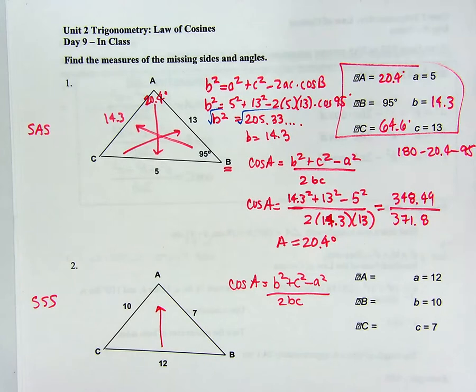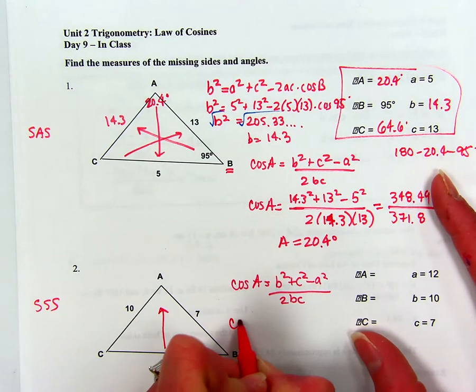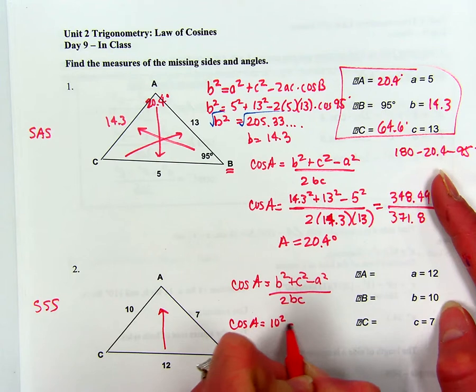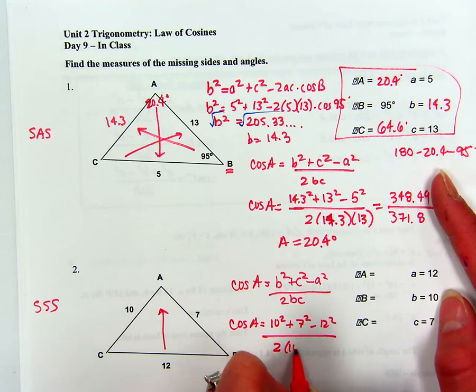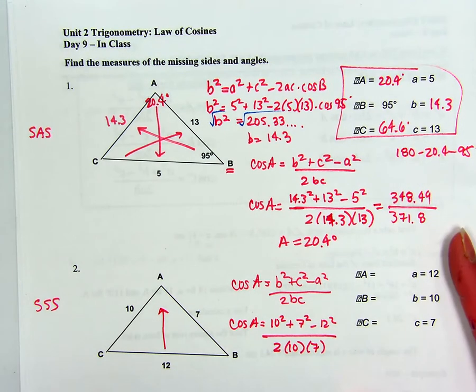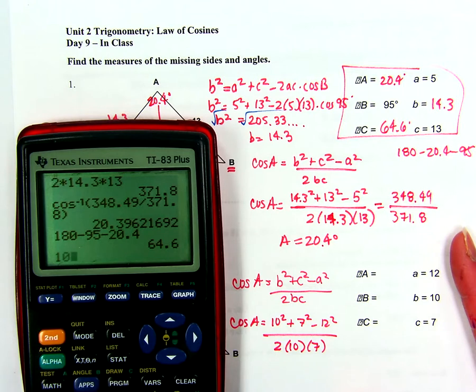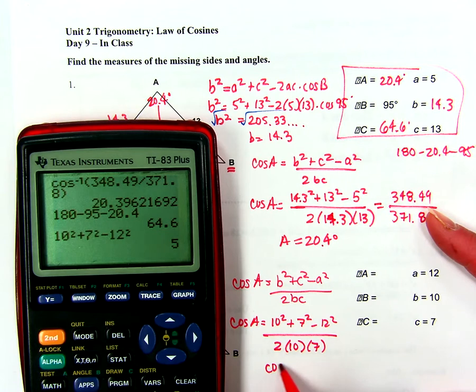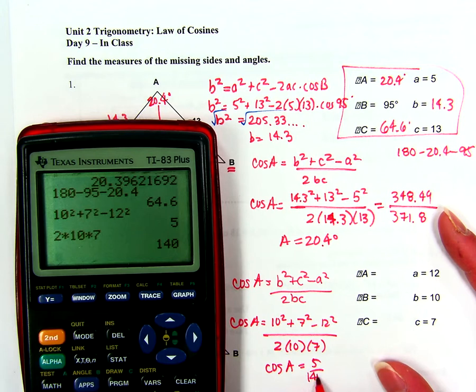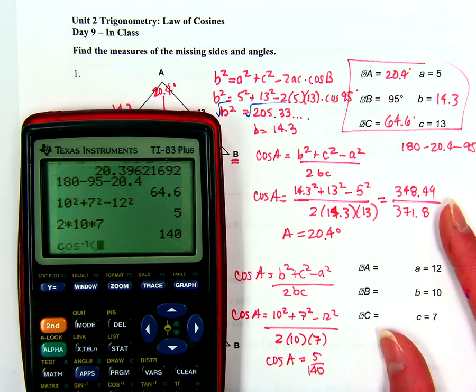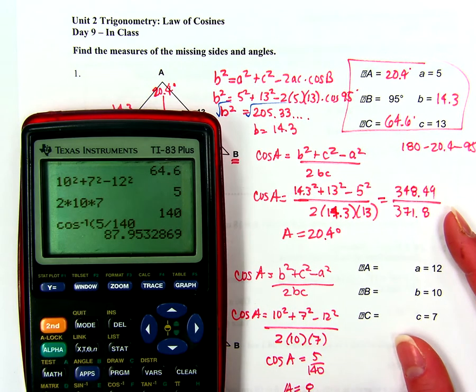All we do is we fill in everything we know. So cosine of A equals 10 squared plus 7 squared minus 12 squared over 2 times 10 times 7. We type this in our calculator, 10 squared plus 7 squared minus 12 squared. That gives me 5, so cosine of A equals 5 over 2 times 10 times 7, which is 140. Remember, if you want to find an angle, you do inverse cosine of 5 over 140. And we get angle A to be 87.95, which really rounds up to 88.0.